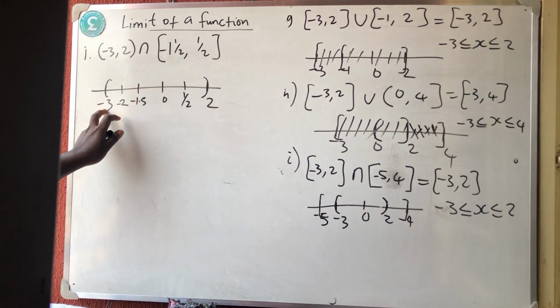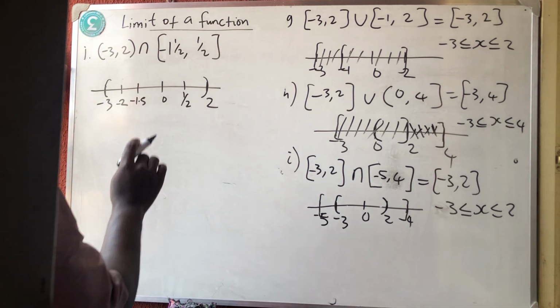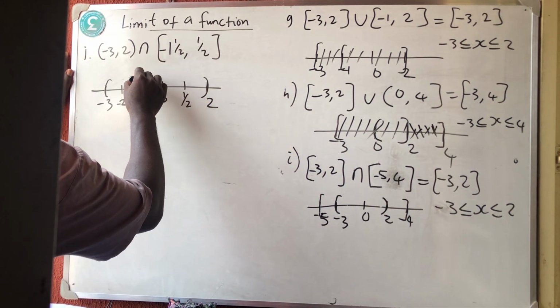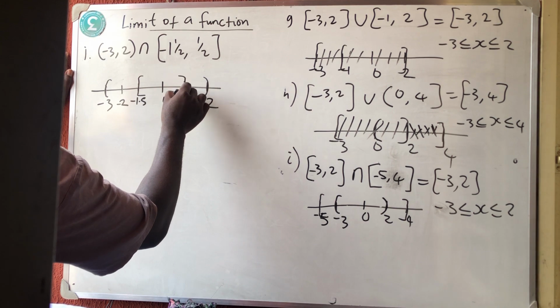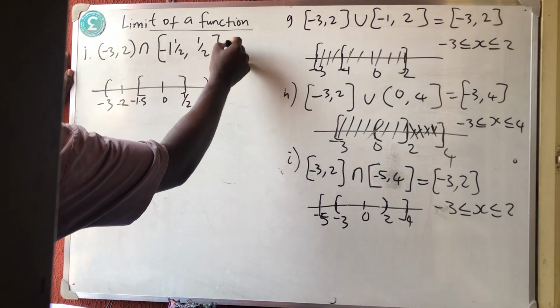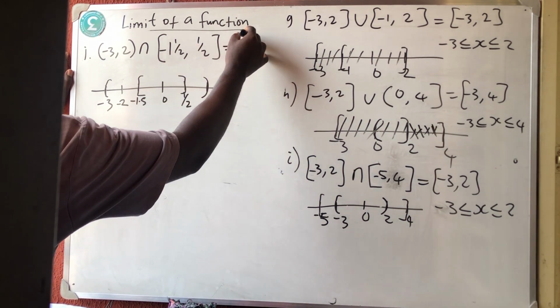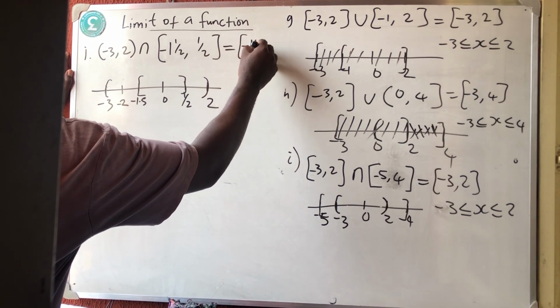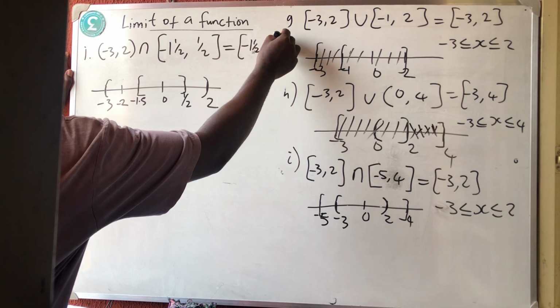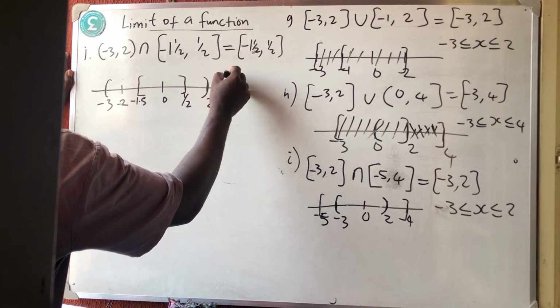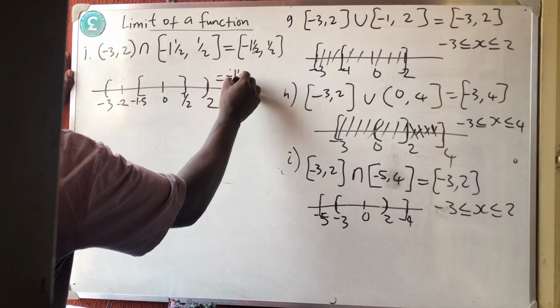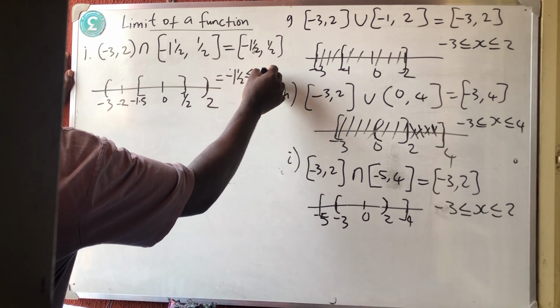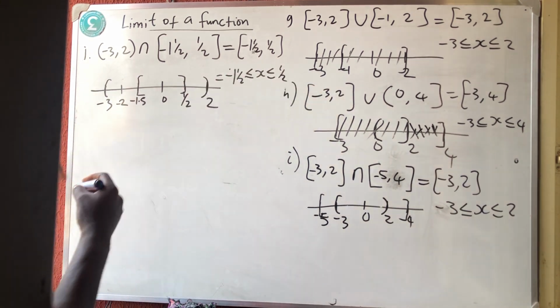And remember that minus 3 and 2 are not involved. So here I'm having the 1.5 and half. What they have in common is 1.5 and half. So they have minus 1 whole number 1 over 2 and half in common. So my answer is what? Minus one whole number 1 over 2 is less than or equal to x, which is less than or equal to what? Half. Okay.